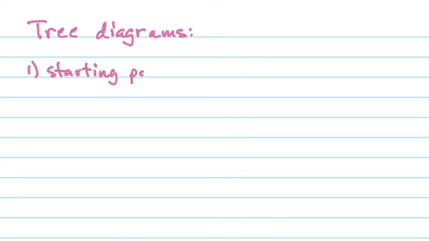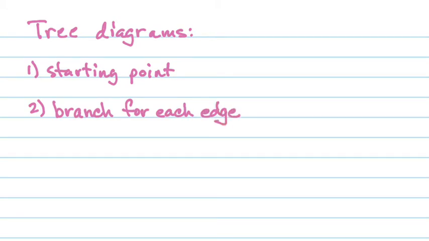Now we're going to do that using tree diagrams. I know you remember these and love them. So it's a good review also for your probability, because the tree diagrams that you're going to use here are very similar, right? So first, you're going to have a starting point. They're always going to tell you at which point you want to start. Then, you're going to have a branch for each edge. And remember, the edges are simply those lines that go from one node to the next.